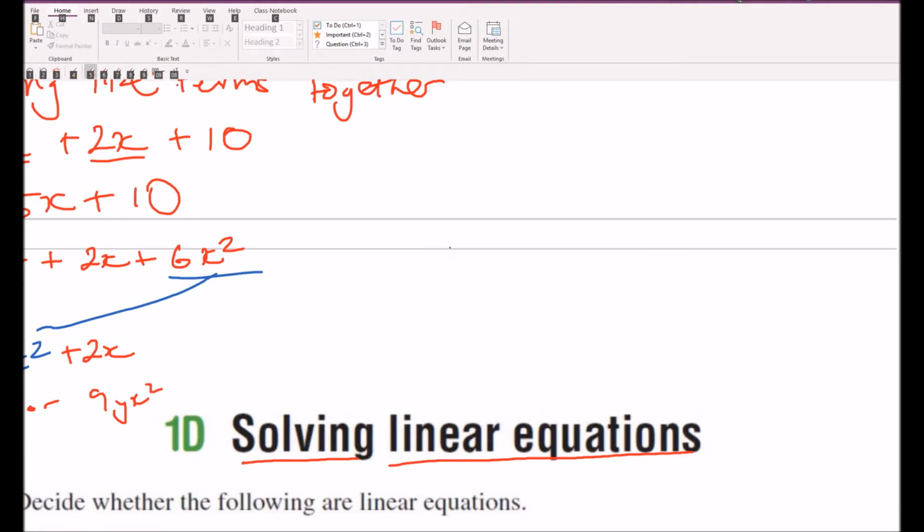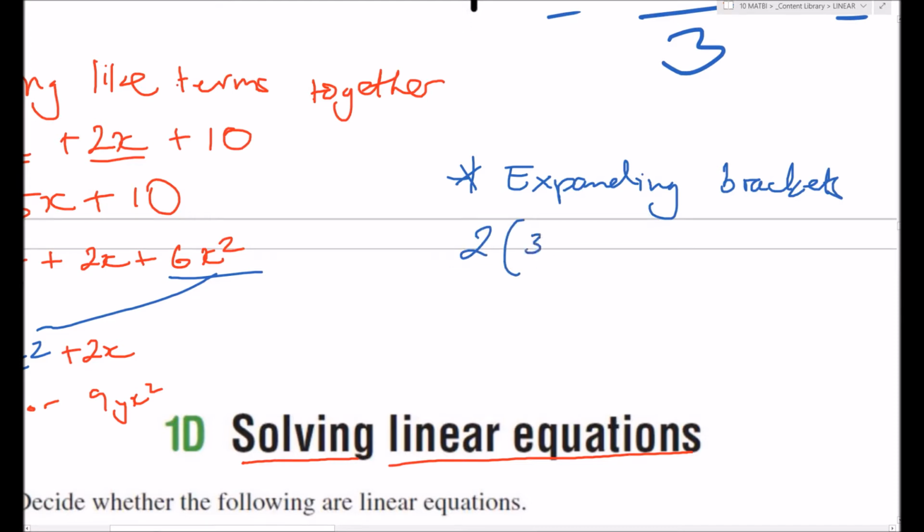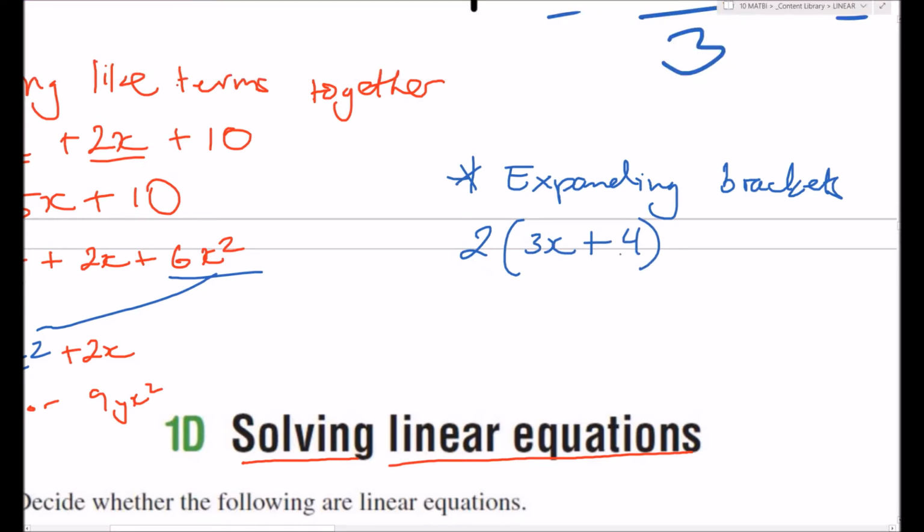The second thing that you will need to remember from the previous chapters is expanding brackets. What that refers to is when you have a number or a variable on the outside, and there are brackets with numbers inside. So for example, 2 times, and you might have 3x plus 4. To expand this bracket, you need to multiply the number on the outside with the terms on the inside. So that's going to be 2 times the 3x, and then 2 times that 4.